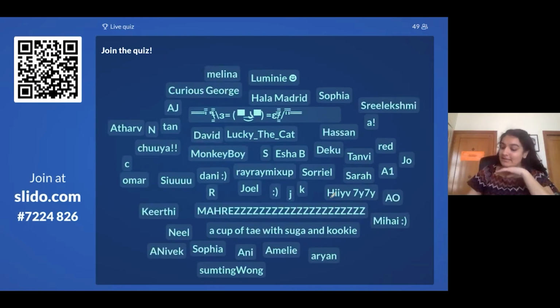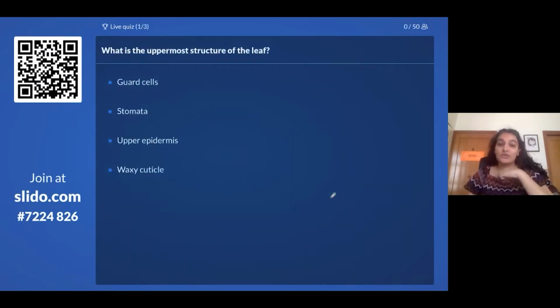Okay, let's get started. So, question number 1. What is the uppermost structure of the leaf? Is it the guard cells, stomata, upper epidermis, the waxy cuticle? Remember, the faster you answer, the more points you get as well. So you really want to be on it with these questions. And this one's more of an easy one to start off with. All you have to do is try and think back to that diagram.